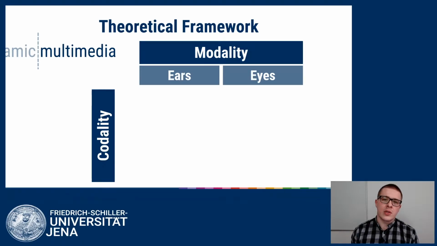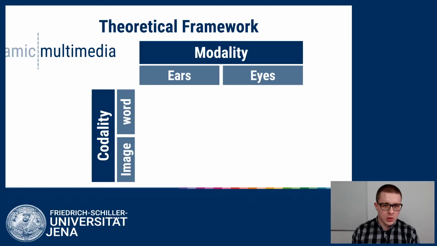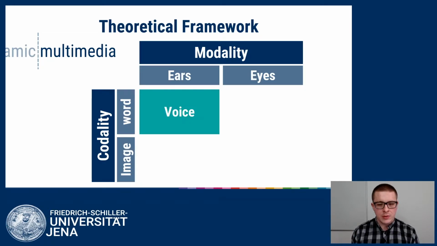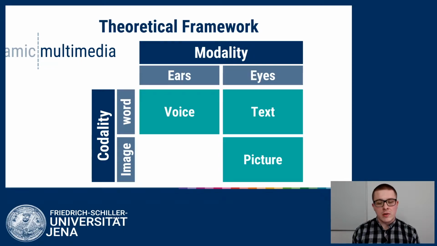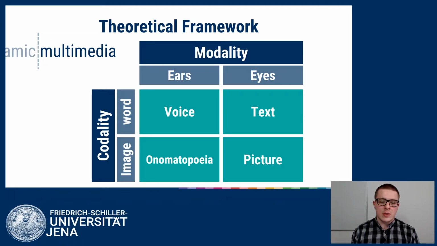Codality, on the other hand, describes the symbol system in which information is encoded. And the 2 most relevant ones in science education are images and words. And one can already see that this forms a 2x2 matrix, which can be filled with 4 different modality-codality combinations. So perceiving words through ears would be something like a voice, while perceiving words through my eyes would be something like text. The combination of images and eyes would be pictures, and the combination of image and ears would be something like onomatopoeia, which obviously isn't quite relevant in science education, so we're not going to go any deeper into that.